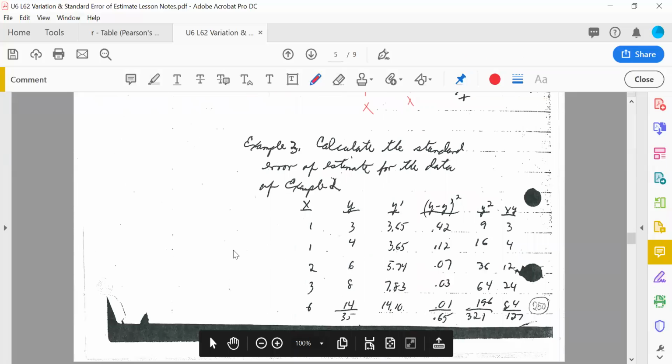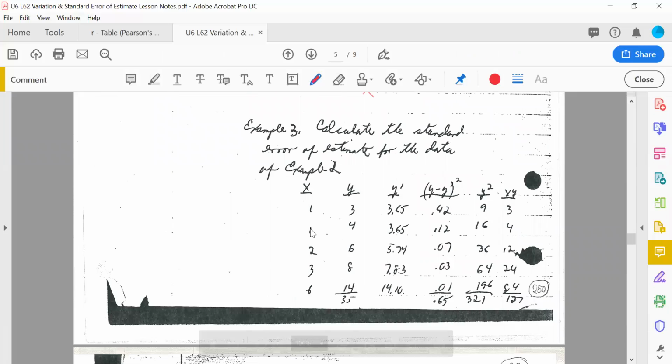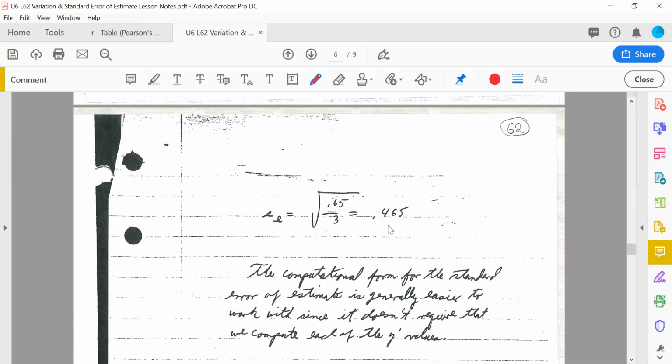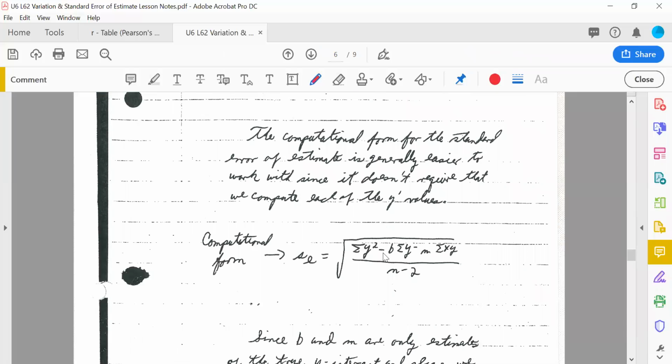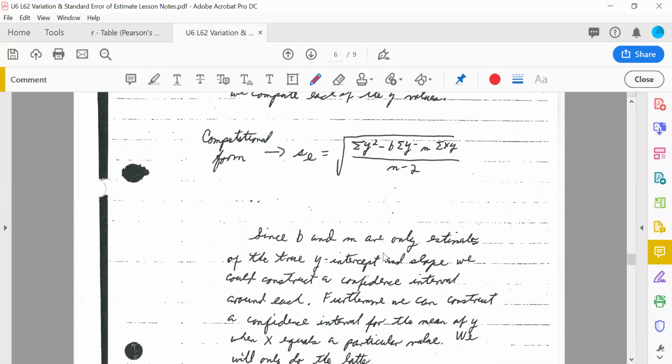Okay, so we're going to calculate. It says calculate all this stuff. Standard error is 0.465, but you saw that on Mateo's program. You want to compute it using the computational formula, that's fine.